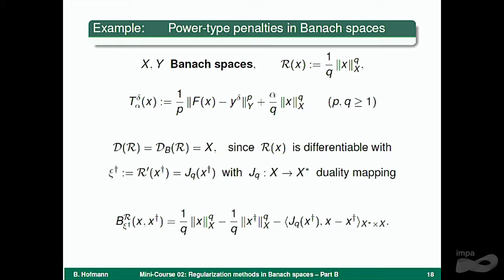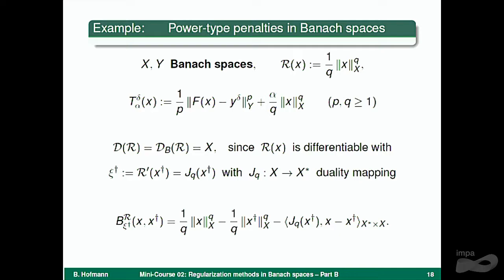In general Banach spaces, many people, particularly a group of Thomas, were interested in the situation that the penalty has this form, the norm, with a factor not important, to the power q. And they thought about LQ spaces. So this attains the form of the integral, so it's a rather simple form. And they use Tikhonov regularization.